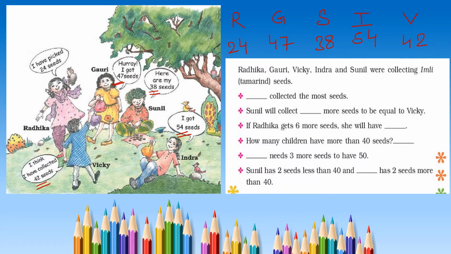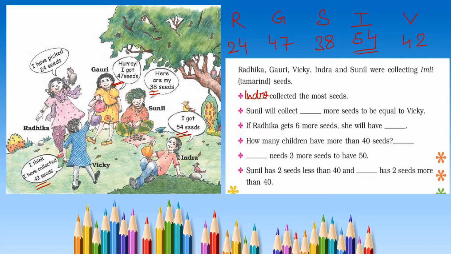The first question is, dash collected the most number of seeds. So only by looking at the data given, we can see that Indra is the one who has collected the most number of seeds, that is 54 seeds. All of them are less than 54. Okay. So the answer is Indra. I hope it's clear and it was very simple.